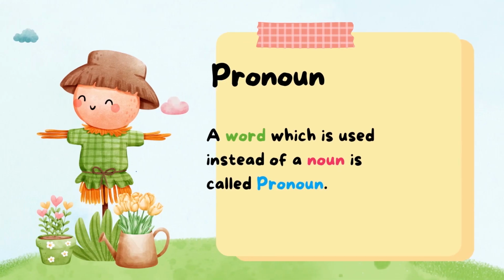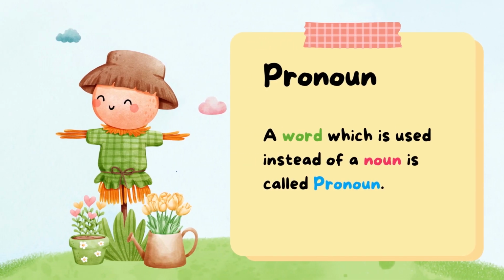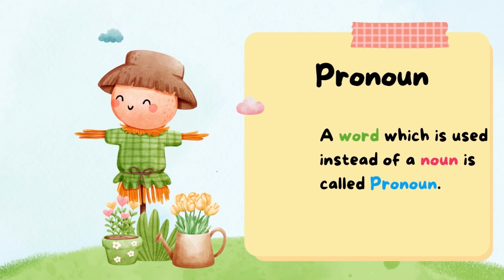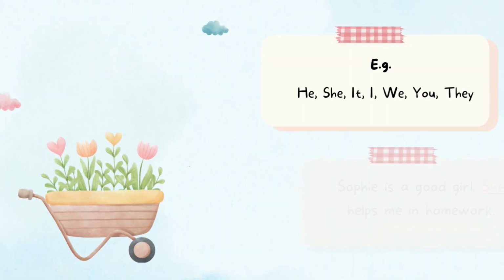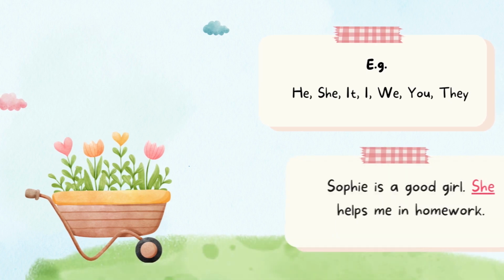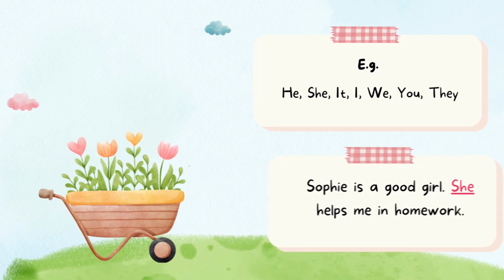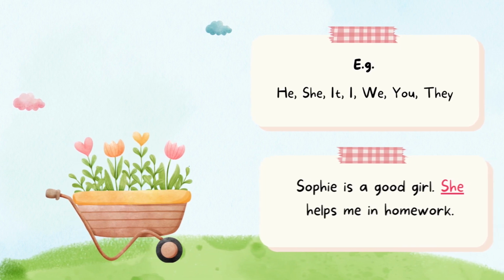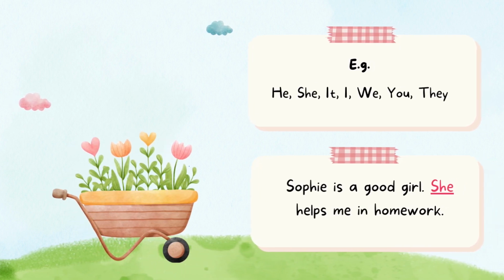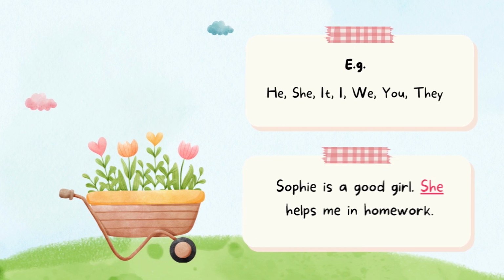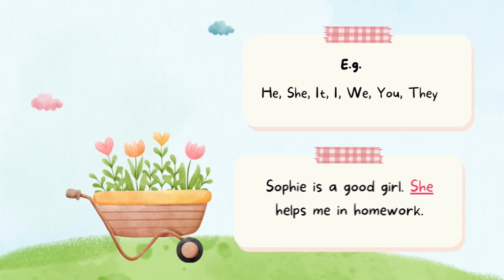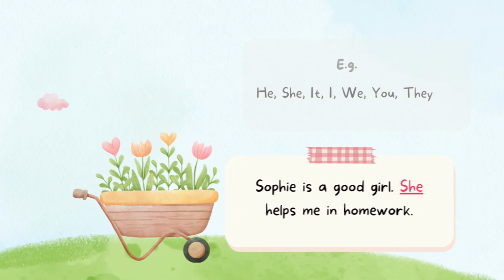Pronoun. A word which is used instead of a noun is called pronoun. For example, he, she, it, I, we, you, they. Sophie is a good girl. She helps me in homework. Here, the word she is used as a pronoun because in a sentence we cannot use the name of the person again and again. So, we use pronoun instead of a noun according to the gender.